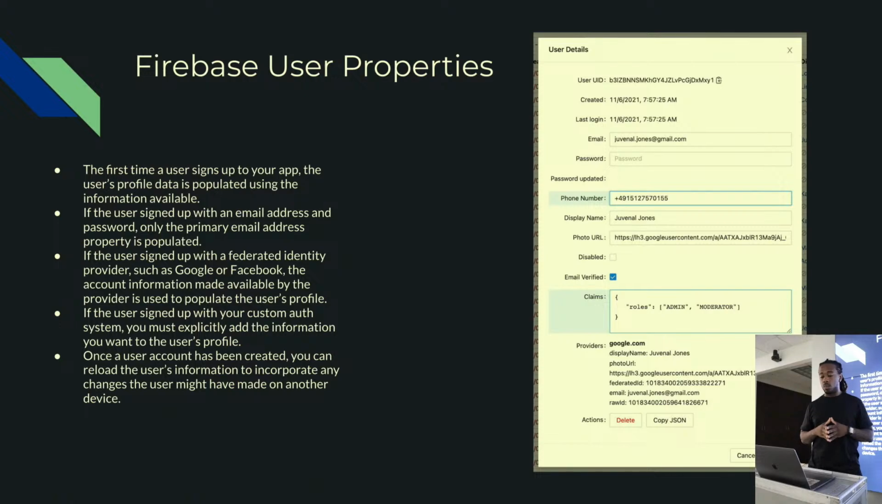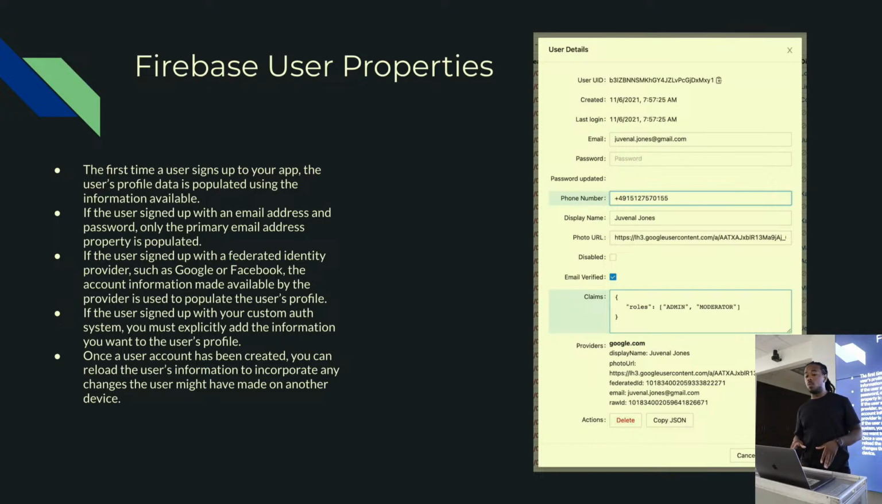If the user signed up with your custom auth system, you must explicitly add the information you want to the user's profile. Once a user account has been created, you can reload the user's information to incorporate any changes the user might have made on another device. As you can see here, these are the properties that come with a Firebase user object. So you have some basic things like a UID, the date they were created, their last login, email, password, photo URL, display name, etc., etc.